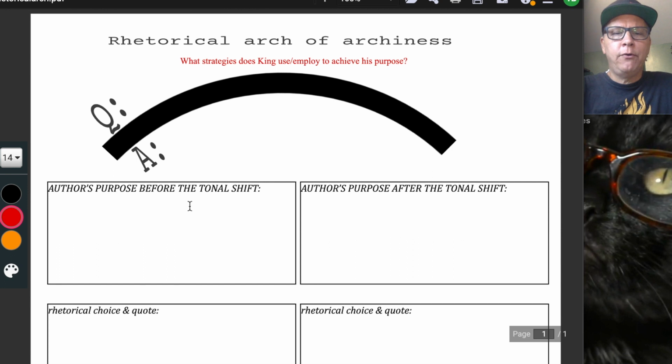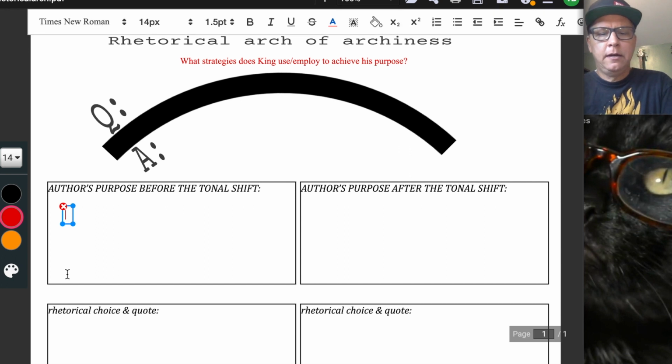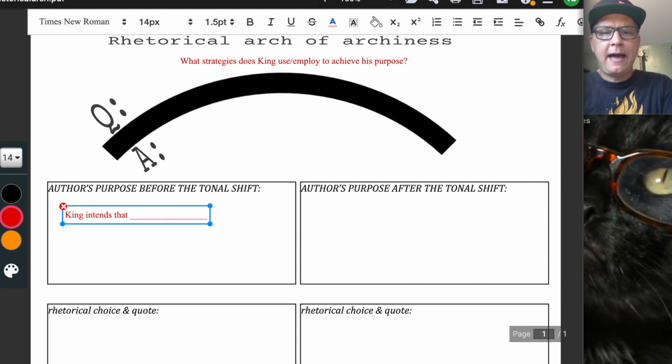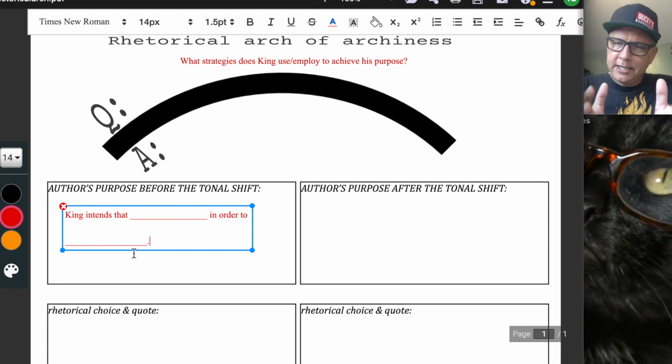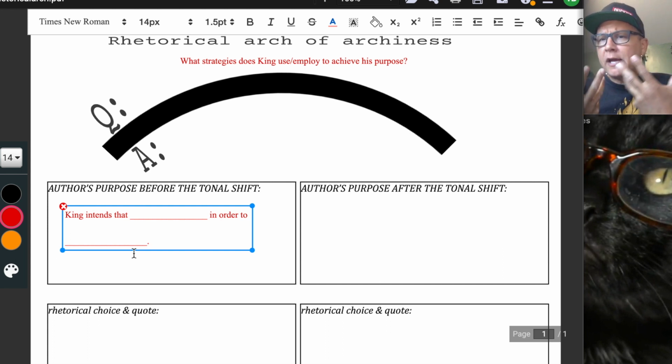And then you can get down to what is the purpose before the shift and what is the purpose after the shift. So here's a typical template, right? King intends that, blank, whatever that purpose is, in order to, and then something he wants to accomplish. And that's our basic prompt. We're going to fill that in. We identify the tonal shift, and then we look at that section and try to figure out, what is it that King wants to do and why?